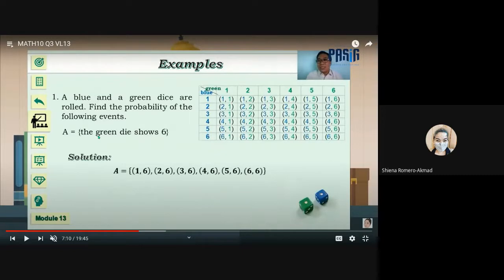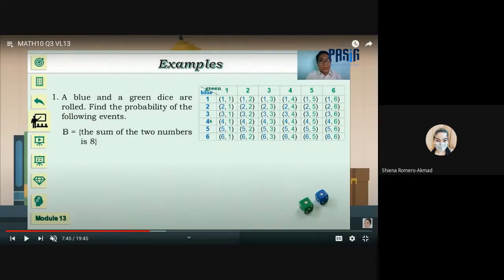O ilagay na natin yung mga binanggit nyo. Ayan. So that's for event A. So kung bibilangin natin, ilan ba yung elements natin sa event A? And ano yung probability na mangyayari siya? There are how many elements? 1, 2, 3, 4, 5, 6. 6 yung resulta na ang green natin shows 6. So that's 6 over, ilan ba yung sample space natin ulit? We have 36 po. 36. So that's 6 over 36 or simply 1 over 6.